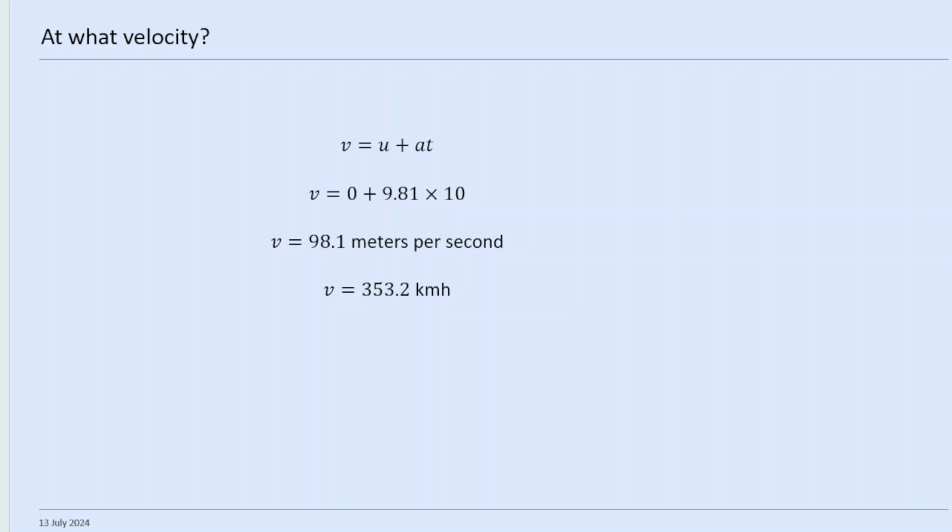To get it to kilometers per hour, we multiply by 3.6, or we divide by 1,000 and times by 3,600, which is the same as multiplying by 3.6. We get basically 353 kilometers per hour.